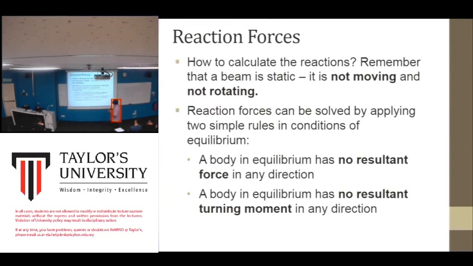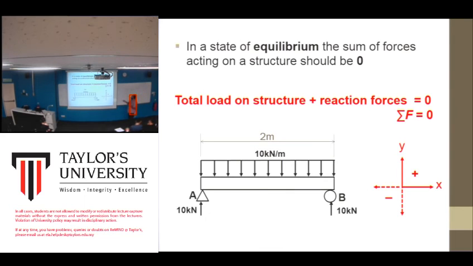Okay, how to calculate the reaction? Remember that a beam is static. It is not moving and not rotating. So reaction forces can be solved by applying two simple rules of the condition of equilibrium. A body in equilibrium has no resultant force in any direction. A body in equilibrium has no resultant turning moment in any direction. So a state of equilibrium is equal to zero.